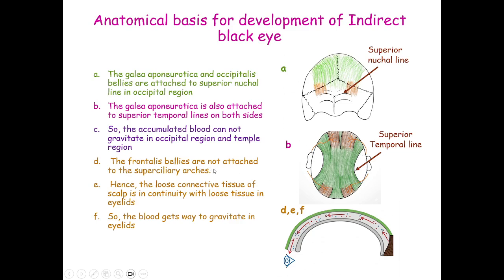The frontalis is not attached to the superior superciliary arches. So in front, in the third diagram, you can see I was not able to draw the brown colored muscle here, but let us assume that the frontalis muscle is present here. So this frontalis is not attached to the frontal bone or superciliary arches. So there is a gap present in between. Hence the loose connective tissue of the scalp is in continuity with the loose connective tissue of the eyelid. So the blood gets a way to gravitate into the eyelids.